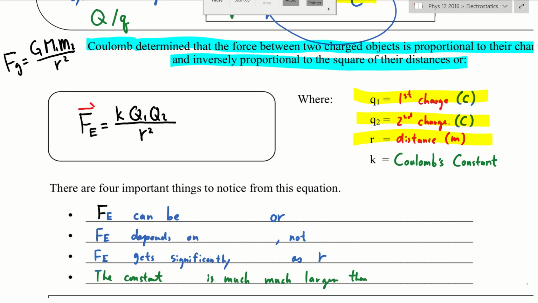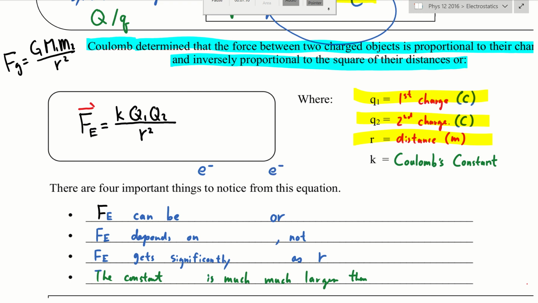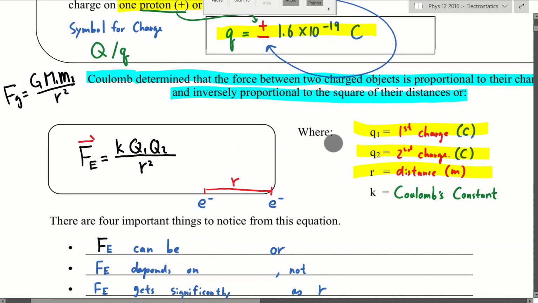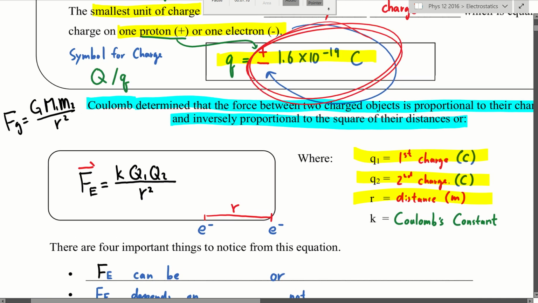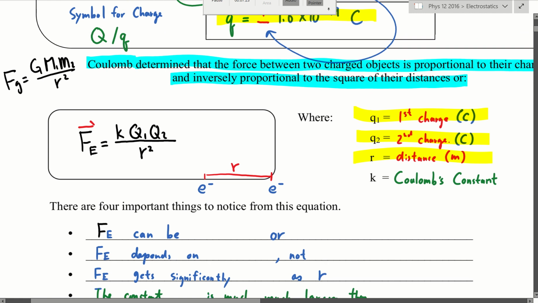Okay, so for example, if you have an electron over here and you have an electron over here, then there is a distance between them, that's r. Okay, and the charge on the electron is that amount, right here, 1.6 times 10 to the negative 19, negative on both of them. Then you have this one extra thing, the last thing that you don't know, which is this k value.